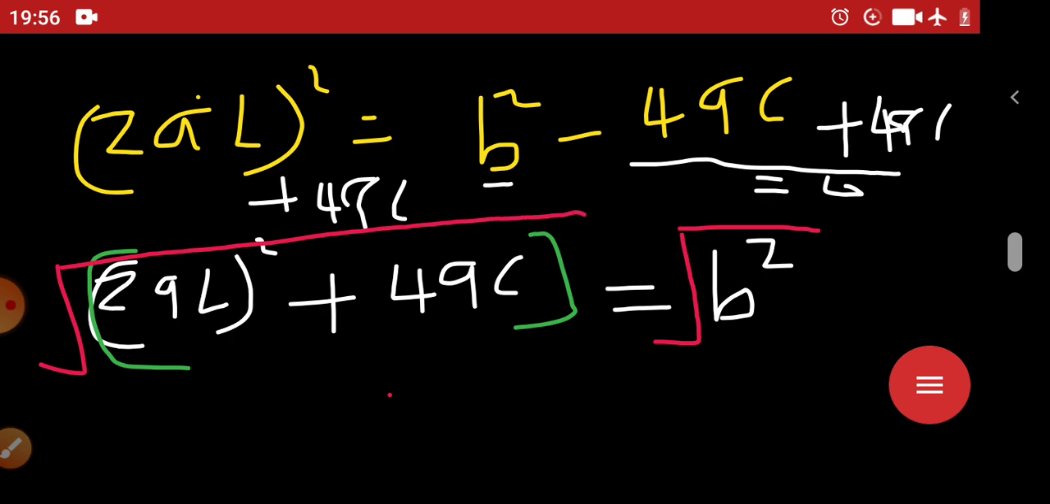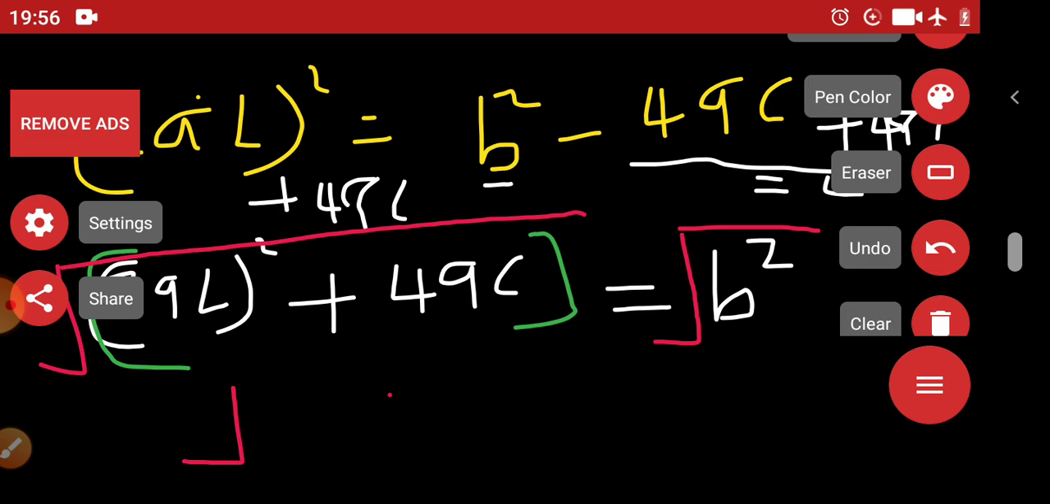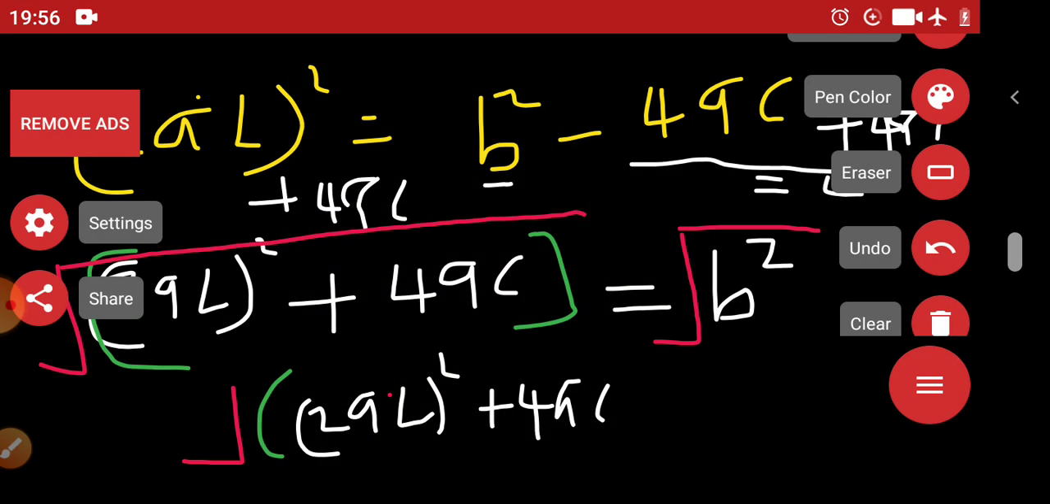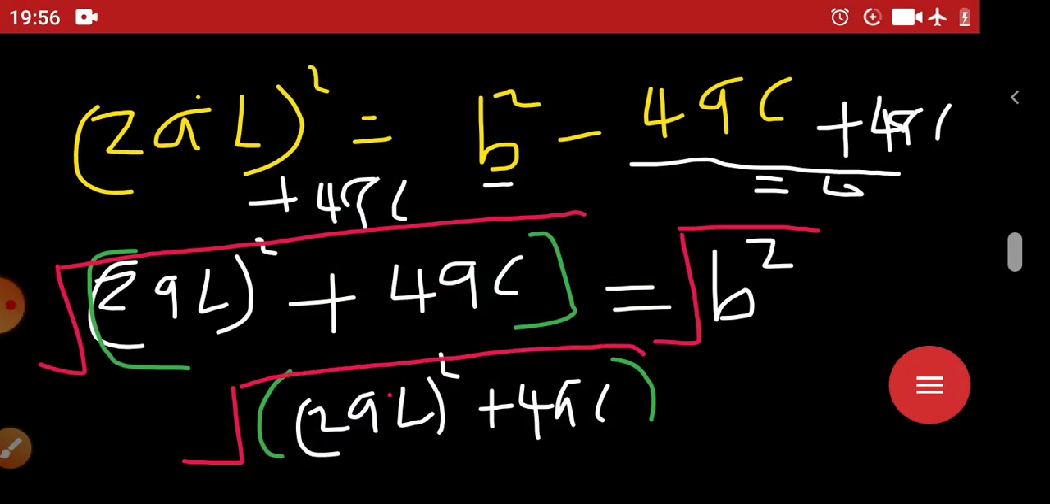What I'll be left with is the square root of 2al squared plus 4ac, and I must show that this is all squared. This is the thing that is all squared. So this will be equal to b. So we have made b the subject of the formula.